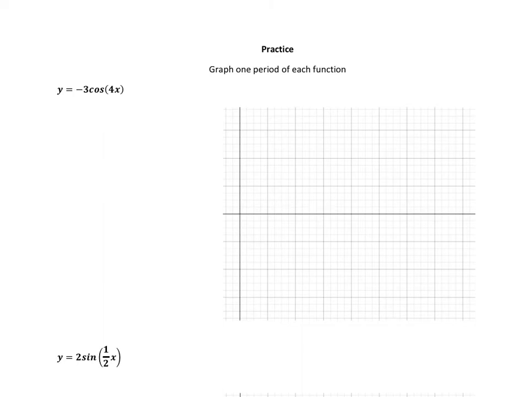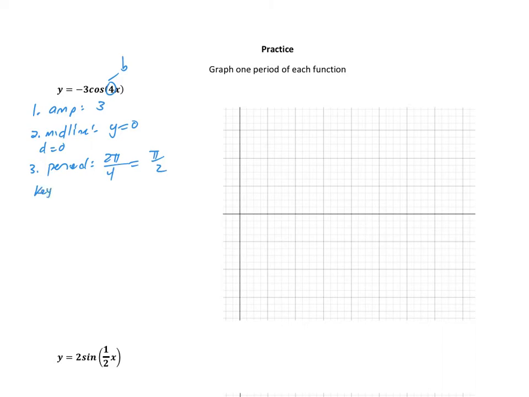Okay, so let's begin. The first thing we want to find out is the amplitude. The amplitude is the absolute value of A, which is going to be 3. And then the midline is determined by D. D here is 0, so that's going to be y equals 0. We want to know the period. The period is always 2 pi over b. B is the coefficient of x. So b is 4, and our period, if we simplify this, is going to be pi over 2.